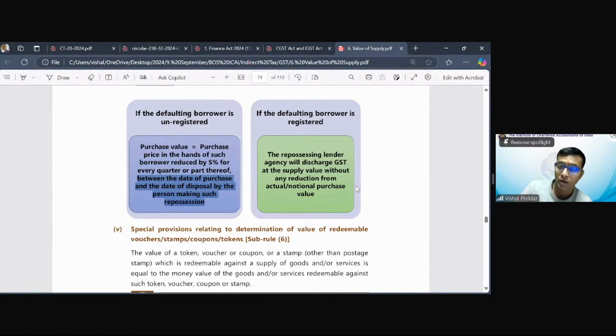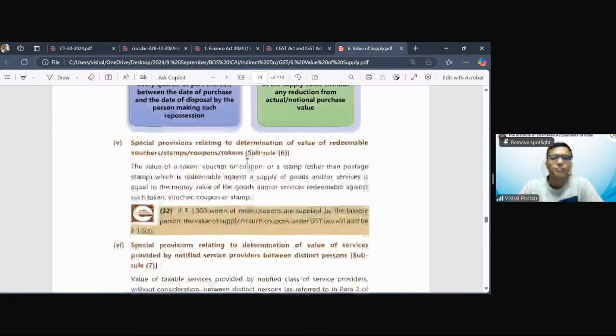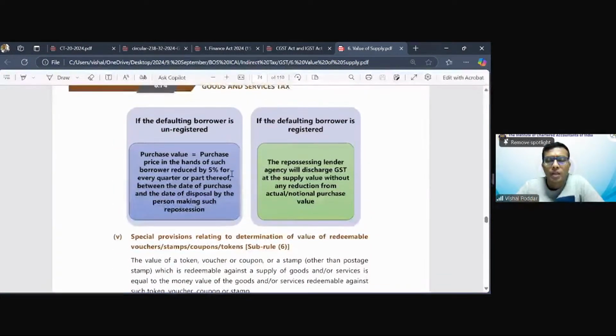Frankly speaking, I do not accept this, at least in case of cars. Why? I'll tell you. Because if you remember the ITC chapter, which we are going to study later, ITC on motor cars is anyways not available. So even if the borrower was a registered person, and let us say he had purchased a motor car for his business, anyways the ITC was not allowed to the borrower. So taking the full value of sale by the bank is a bit too harsh. They should have allowed this, but fine. That is how the rule has been designed. So I hope this particular point is understood by everyone.